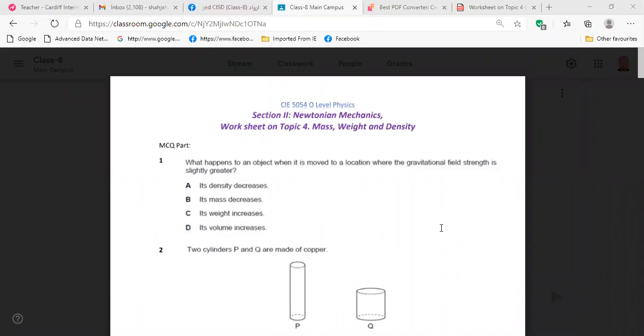So, what thing is related to gravitational field strength? Here we have density, mass, weight, and volume, 4 things. In which formula do you get gravitational field strength? Fg is equal to mg.